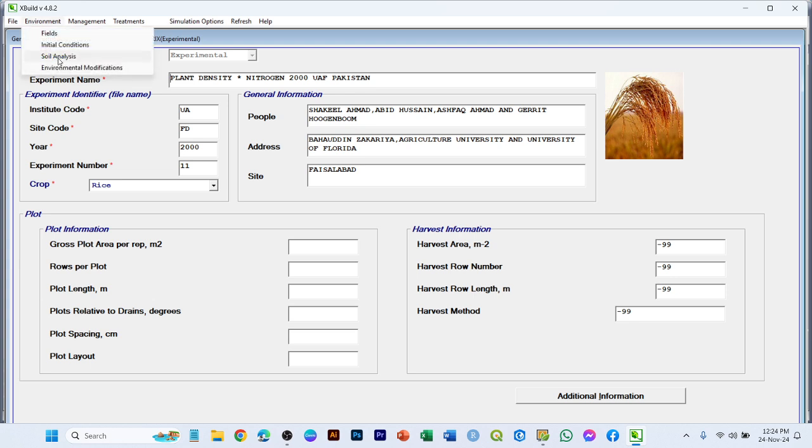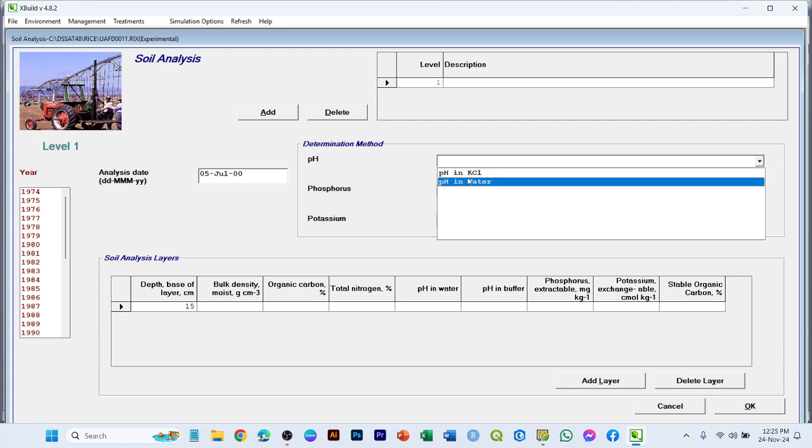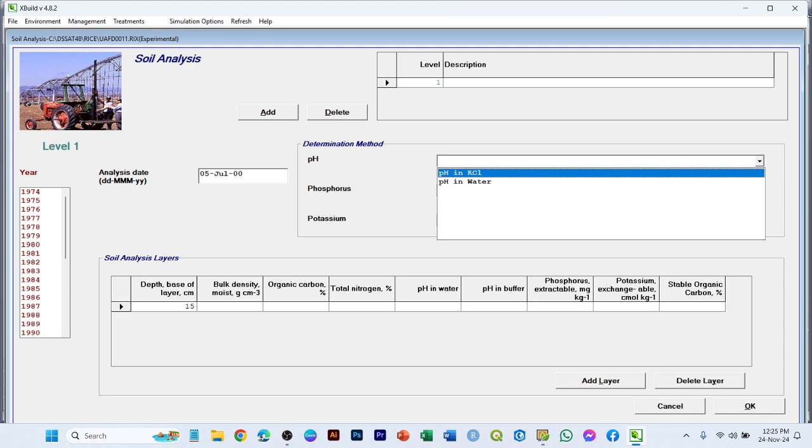So next is soil condition. Over here, when you put in all the soil conditions, they will automatically be displayed as an analysis. For example, what is the pH of the soil will automatically display over here. pH again is of two types, pH in KCl or pH in water. Which type of pH will you consider?